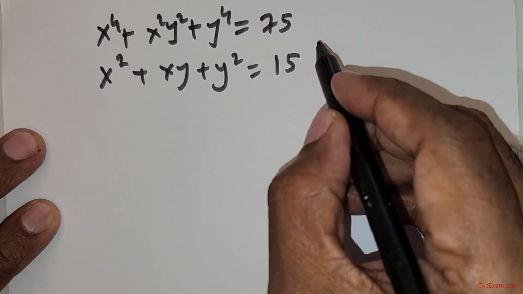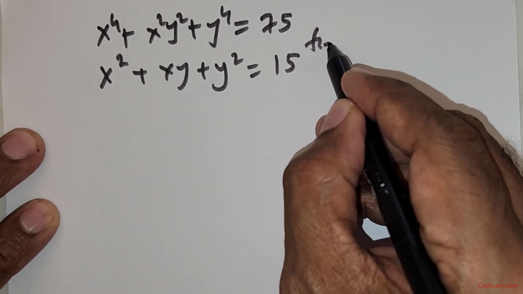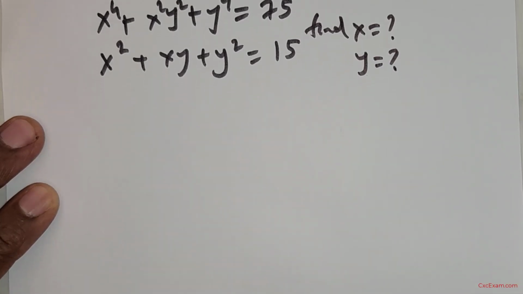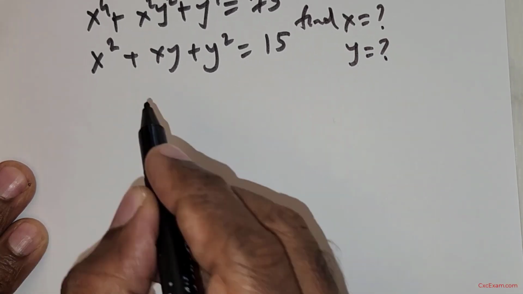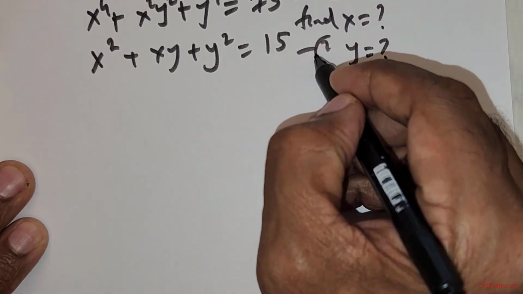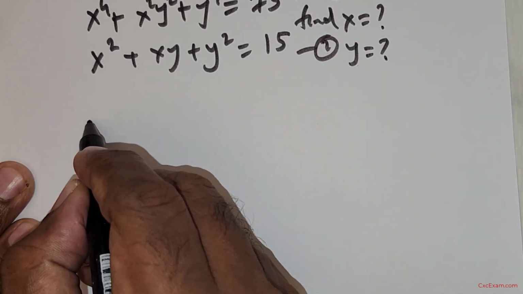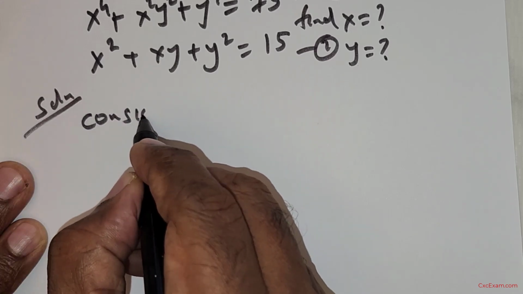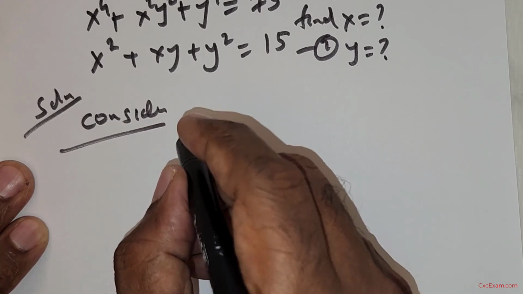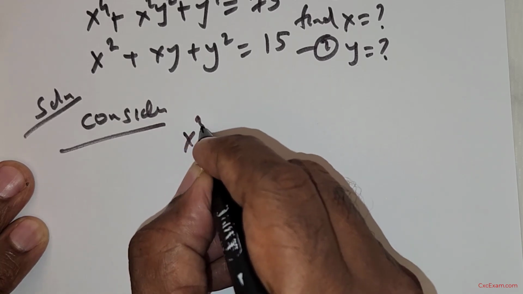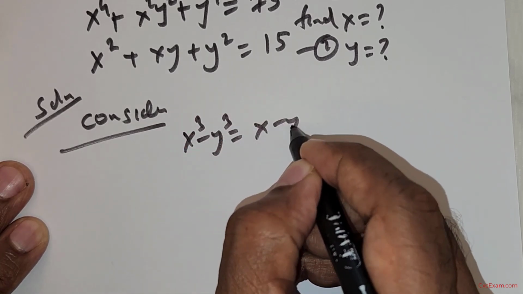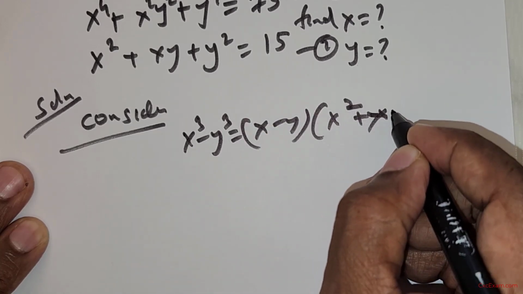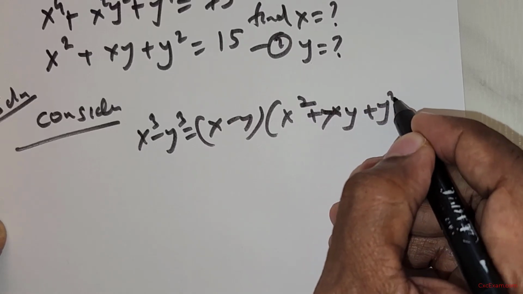Good day everybody. We are expected to find the x value and y value for this system. Let me take this as 1 and this as 2. I would like to start the solution by considering this important formula: x cubed minus y cubed, which is (x minus y) multiplied with (x squared plus x times y plus y squared).